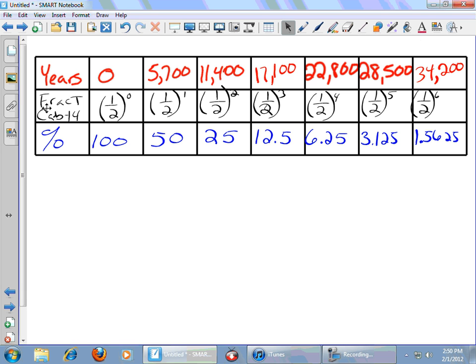And you notice in this middle column here that in each of these, the power to the half is rising. Okay, so 1/2 to the second power is the same as 1/4, or 25%. If the substance has 25% of its carbon-14 remaining, or 1/4 of it, then the object, whatever it might be, is 11,400 years old.